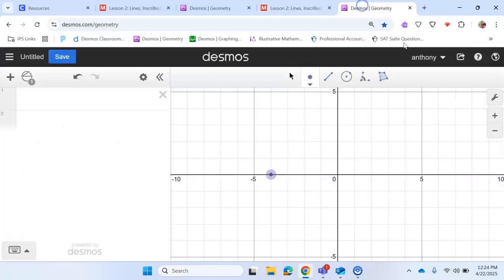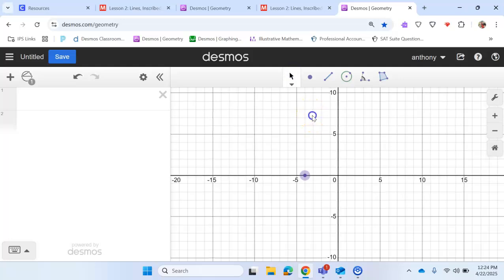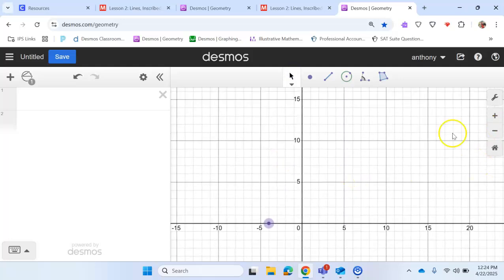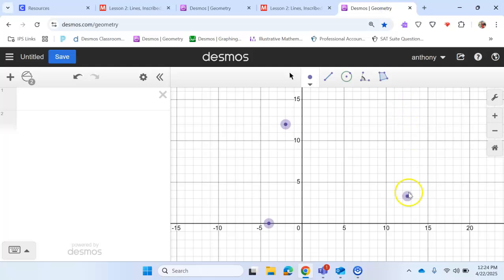-2, 12. That's left 2 up 12. And the last point is 12, 0. That's right, 12, stay there. It makes a triangle. And I could calculate each of these lines' midpoints, but I don't think that's necessary.